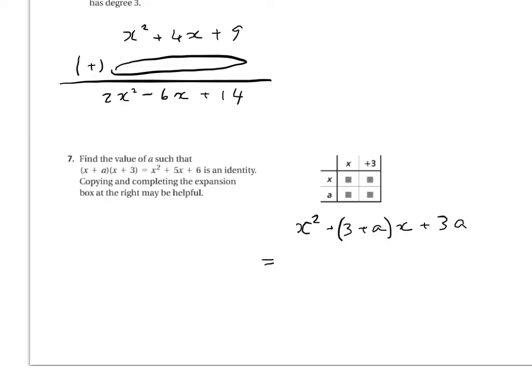This has to be equal to x squared plus 5x plus 6. So this 3 plus a has to be 5, and 3 times a has to be 6. What will be the a?